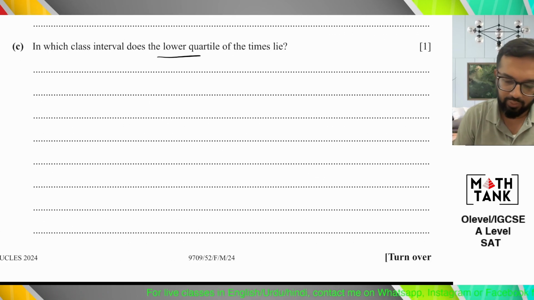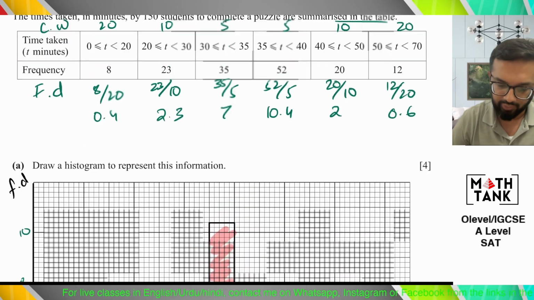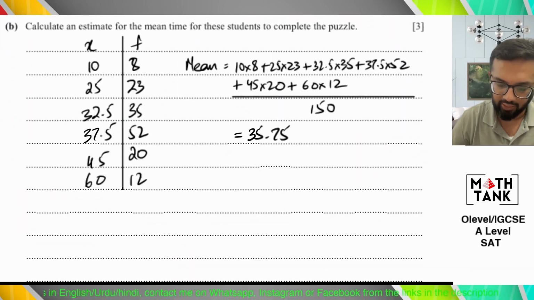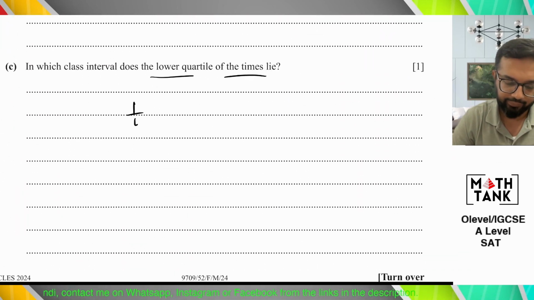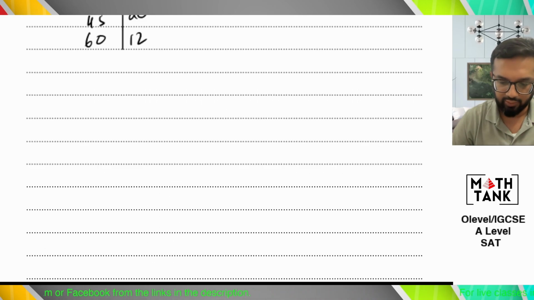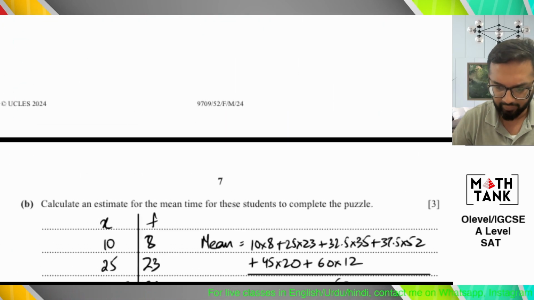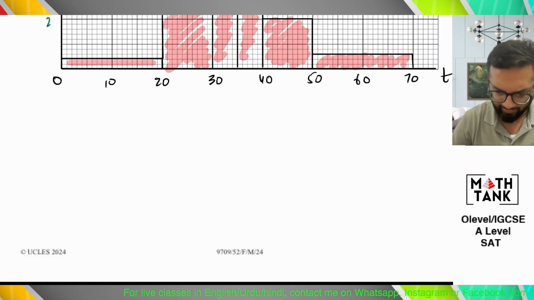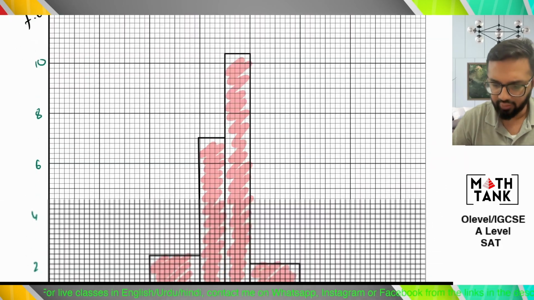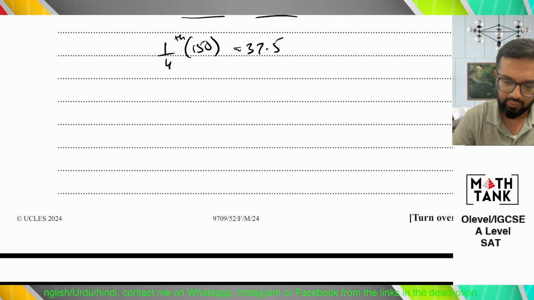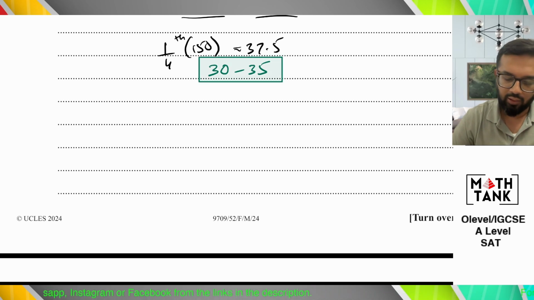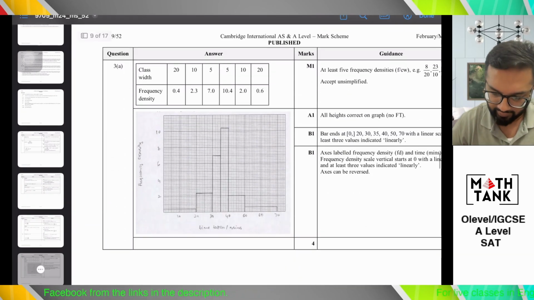In which class does the lower quartile of the times lie? So the lower quartile is 1/4 of 150, which is 37.5. When do I get 37.5 observations? 8 plus 23 is 31, and then when I add 35, it becomes 66. It lies in the third class, 30 to 35. Okay, let's check if our answers are correct. That's correct.